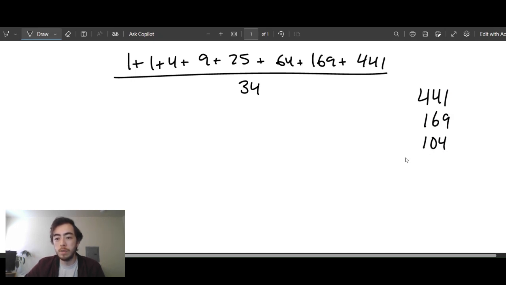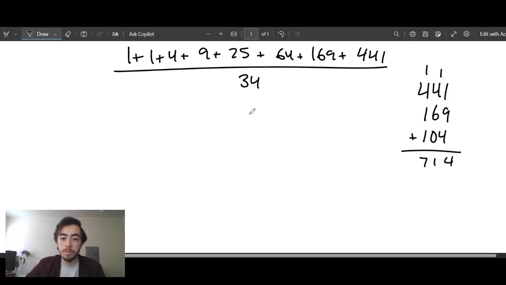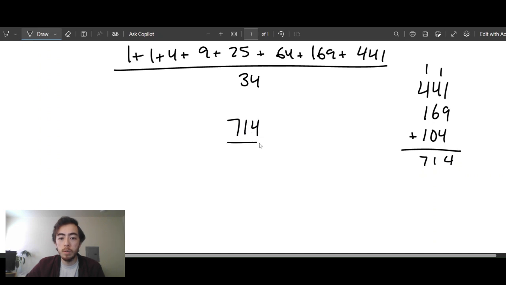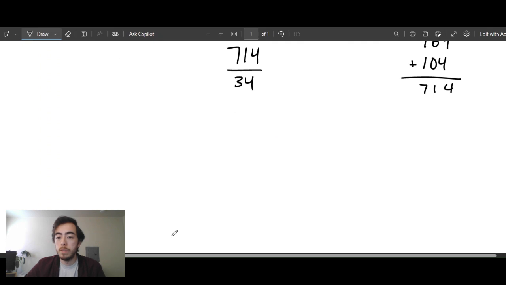And yeah, this 104 is coming from adding up as many of the terms as I could quickly in my head. 1 and 9 make a 10, plus a 4 makes a 14. This makes an 11, and then 4, 1, 1, 1 makes 714. And then hopefully once I do the long division here, I'm going to get the number 21.